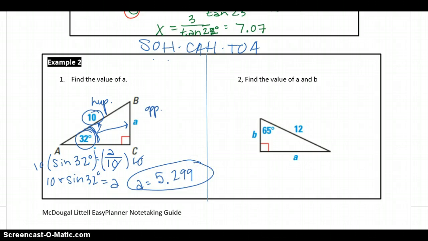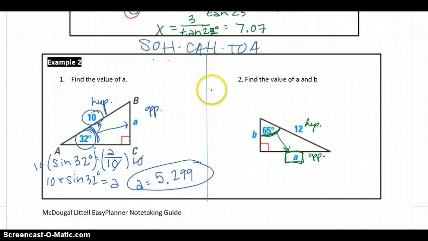All right, let's look at number 2. Find the value of A and B. So first, let's look at A. This is what we are trying to find here. Let's look at the angle we are given, which is 65. Comparatively to 65, we are trying to find A, which is opposite of angle 65. And the number we're given is 12, which is our hypotenuse. So which function do we need to use? We need the one that has opposite and hypotenuse, which is the sine function.